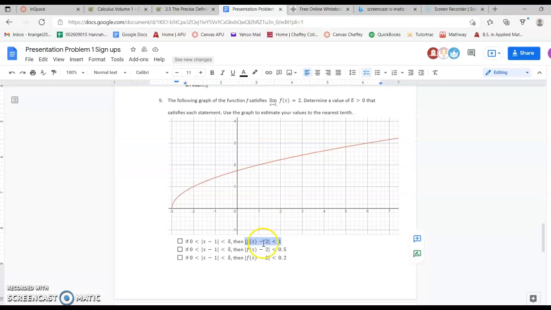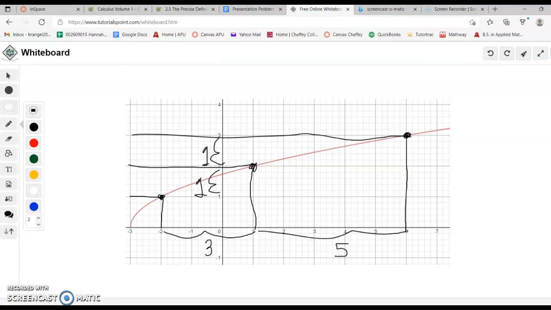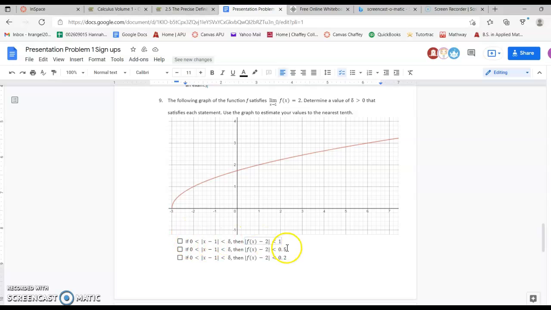So now that we know this equation right here is the distance between f of x and L. So when f of x equals 2, the limit is this. So we know anything in this area satisfies the statement.